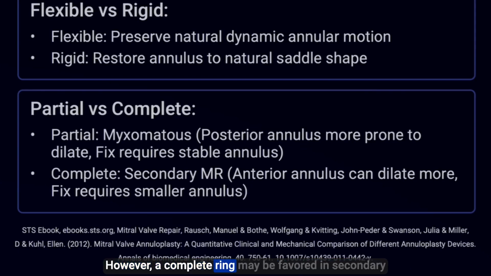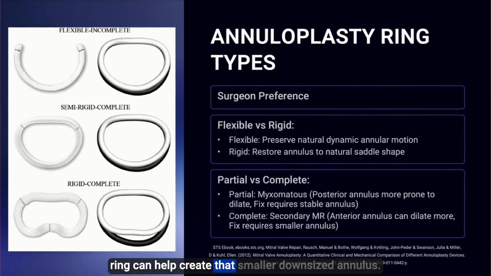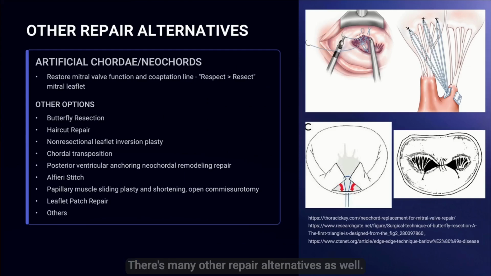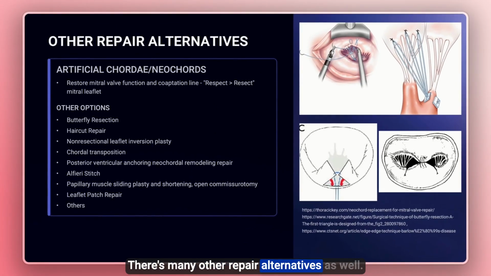However, a complete ring may be favored in secondary MR patients where the anterior annulus can be prone to dilate more. And to actually fix that valve pathology, a smaller annulus is needed, so a complete ring can help create that smaller downsized annulus. There's many other repair alternatives as well.